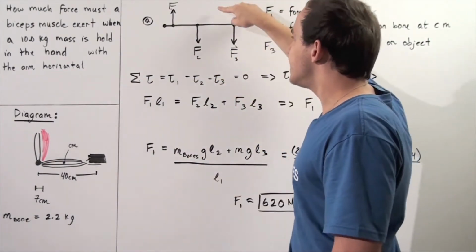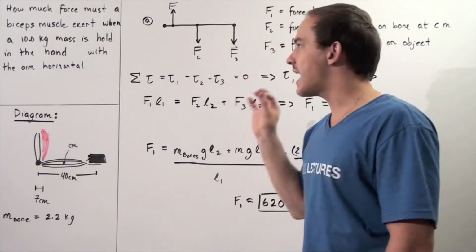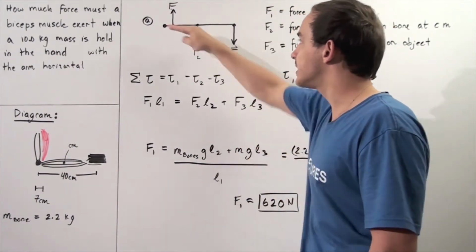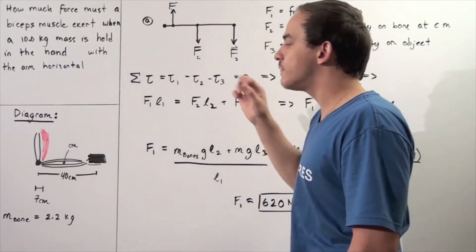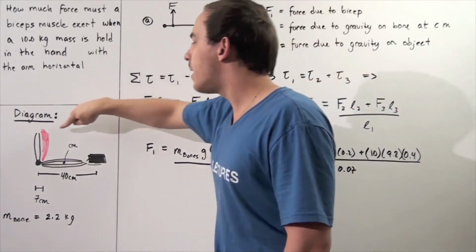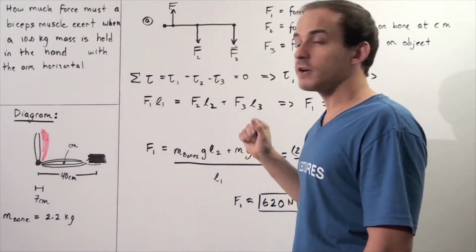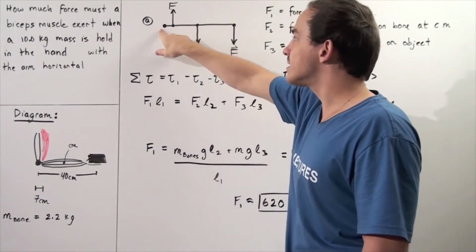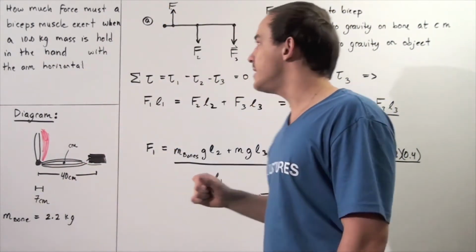So let's begin by drawing our force diagram. We have three forces acting on our object, on the bone. Force number one shown here is the force created by the bicep muscle. So this is the force we're looking for. And the distance from the axis of rotation to force 1 is 0.07 meters.